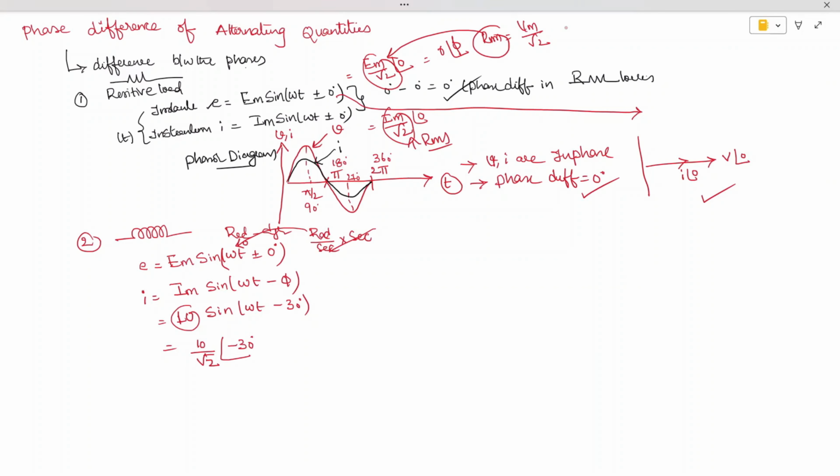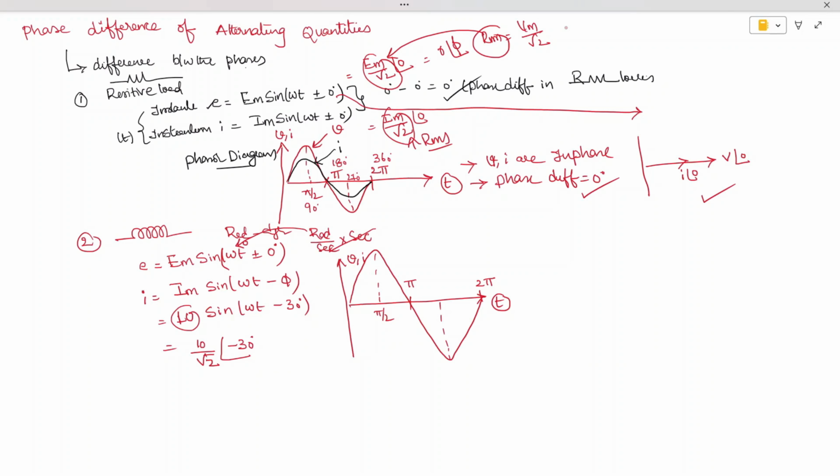Now let's try to draw the waveform to understand all these things. Similarly, on the x-axis we have time, and on the y-axis we have voltage or current. When you are drawing this waveform, this is for 180 degrees, and this is for 360 degrees. This is for 90 degrees, and this is for 270 degrees.